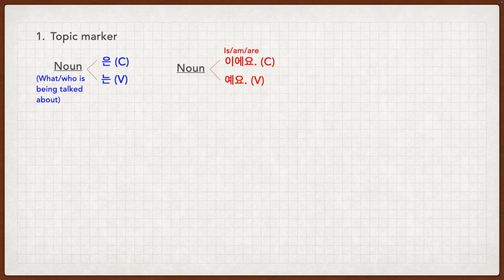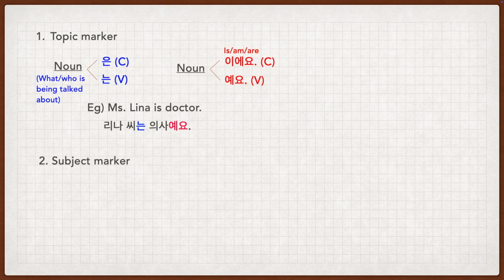So here's an example. Miss Lina is a doctor. So Lina is the person who the speaker wants to talk about. So Lina 씨는, and doctor was 의사. And the tense, please always attach at the end of the sentence. And for 의사, a noun type of word, we should attach 예요. So Lina 씨는 의사예요.